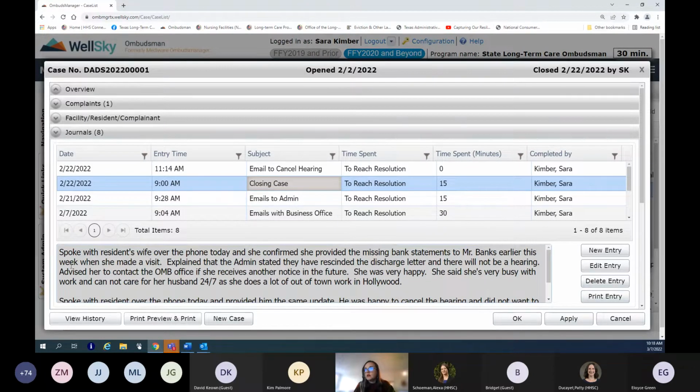So I spoke with the resident's wife over the phone. We know she provided some missing bank statements to Mr. Banks, which we know is the BOM earlier. And I explained that the administrator stated that they would rescind the discharge letter, and that there's not going to be a hearing. I didn't go over that with you, but I've got a journal entry right here that talks about that with the emails in here. It's very important to get those emails documented in journal entries, especially if we're rescinding a hearing notice. I advised her to contact me if she ever gets another notice in the future.